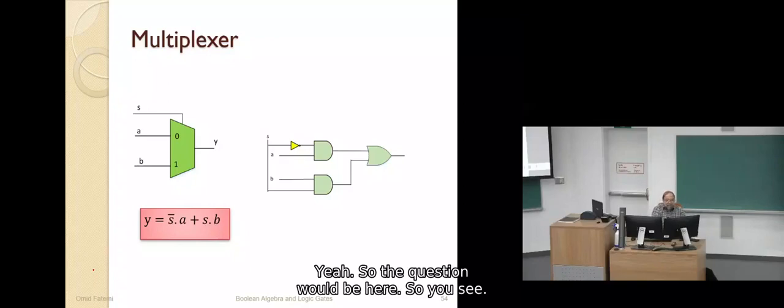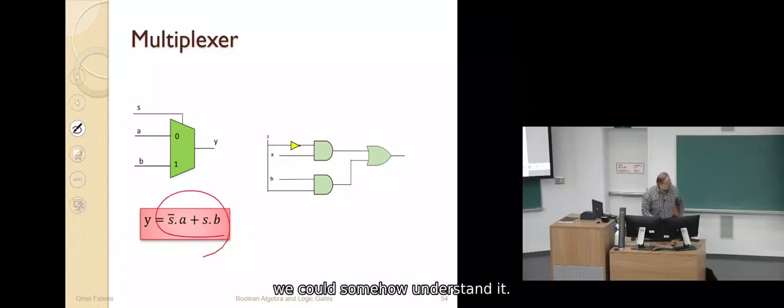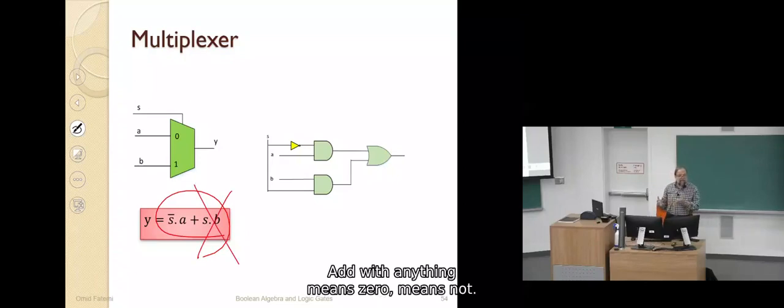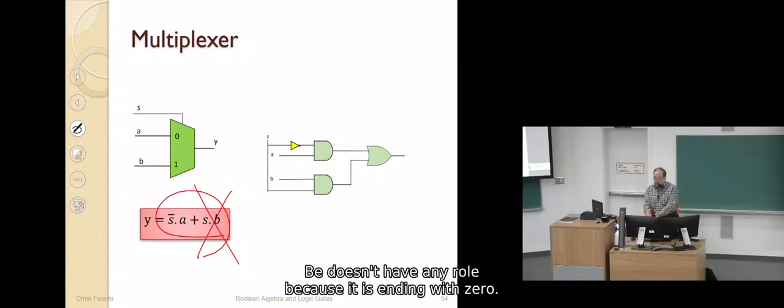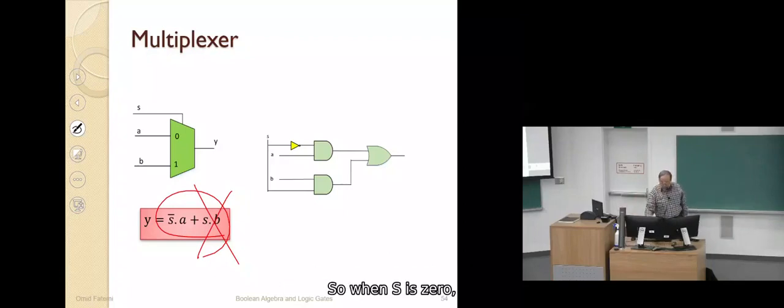So you see, if you look at this, we could somehow understand it. It says when S is 0, then 0 and with B. So 0 and with anything means 0. It means B doesn't have any role because it is ANDing with 0. So when S is 0, this will be gone and this will be 1, and A is A. So here you see if S is 0, then Y is A.